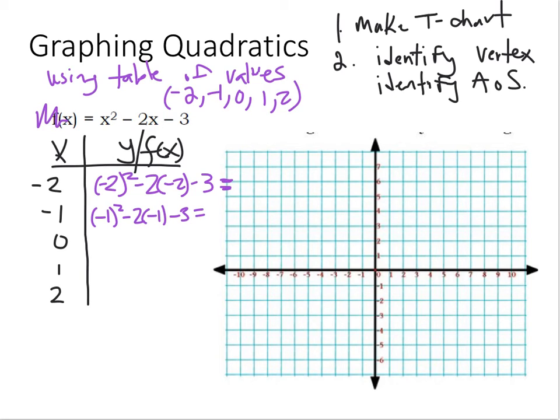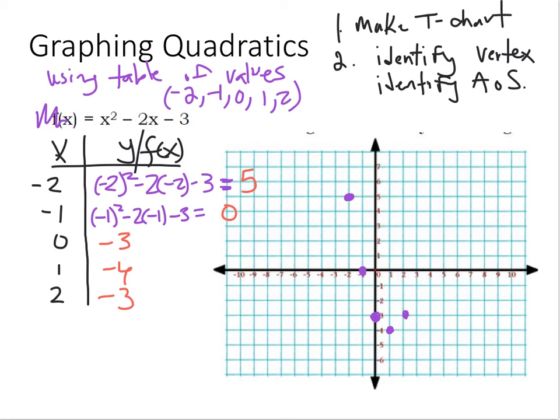Once I do that, when x is equal to -2, I get positive 5. When x is -1, I get 0. When it's 0, I get -3. And 1, -4, 2, 3. So I can go ahead and plot these values on my coordinate plane. So (-2, 5) would be here. Then (-1, 0) would be right here. (0, -3) would be there. (1, -4) would be down here. And (2, 3) would be down here.